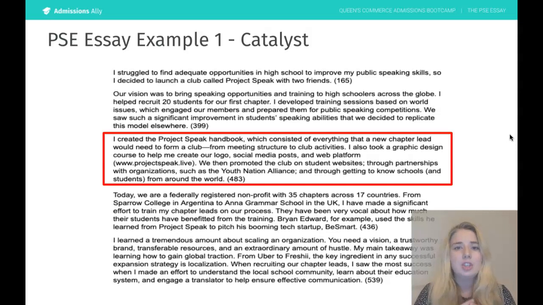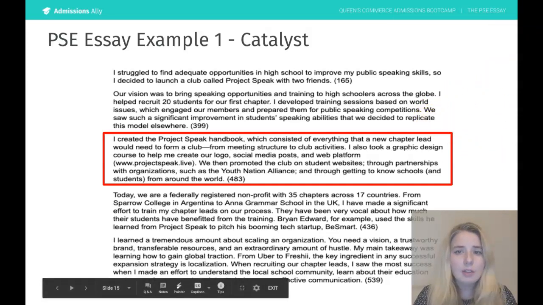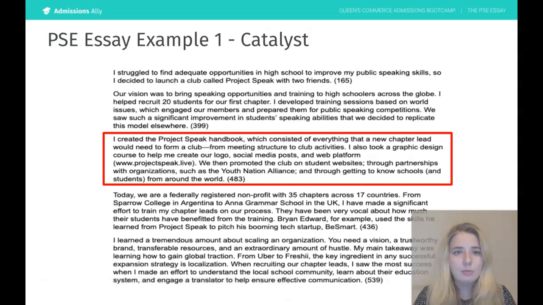So again, this is showing what really had that change and that impact. They're talking about everything that the new chapter lead would need to form a club. So the actual structure, so this is what they did. They're showing that they went beyond that. They actually took courses to learn more about it. So you don't need to position yourself as someone who knows everything right at the beginning. Showing the process, which is what I keep trying to emphasize, is what they're looking for.